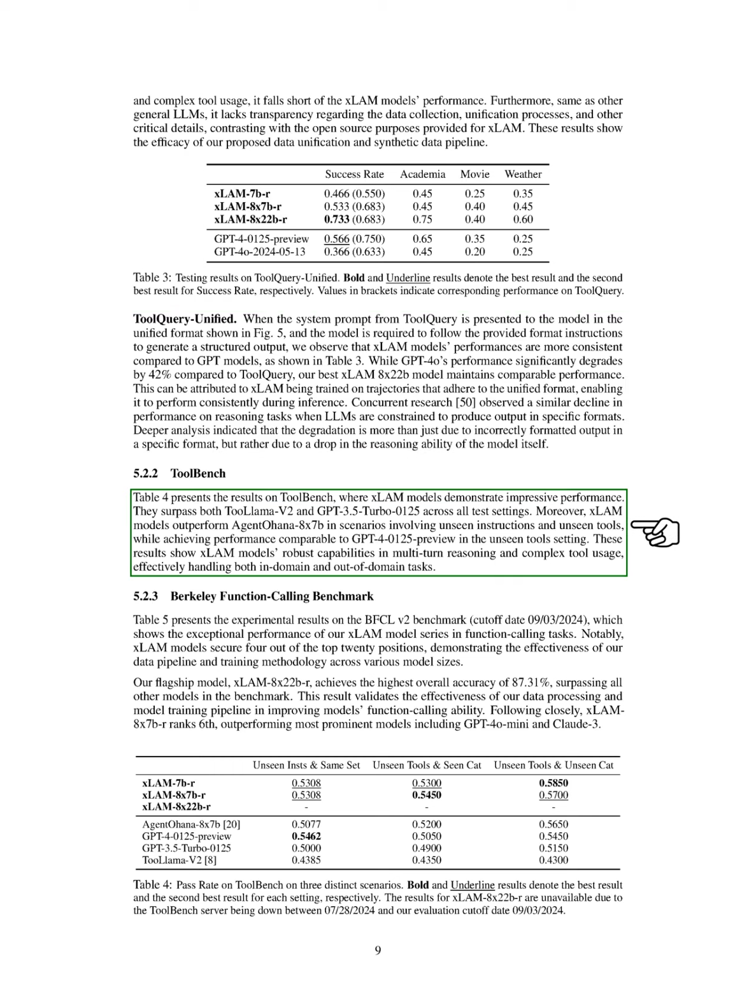Section: ToolBench. In this section, we present the results from ToolBench, where our xLAM models show strong performance. They outperform both Llama v2 and GPT-3.5-Turbo-0125 in all test scenarios. Additionally, xLAM models excel compared to AgentOhana 8x7B when faced with new instructions and tools, and they perform similarly to GPT-4-0125-Preview in situations with unseen tools. These findings demonstrate the xLAM models' strong abilities in multi-turn reasoning and complex tool usage, effectively managing both familiar and unfamiliar tasks.